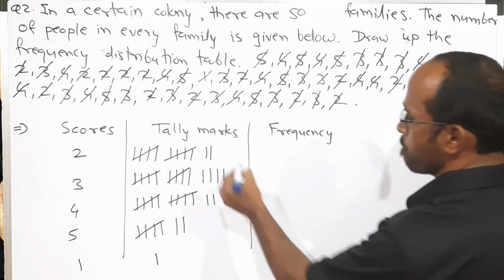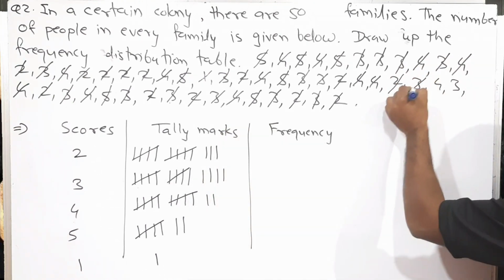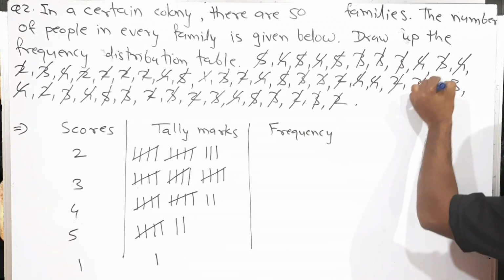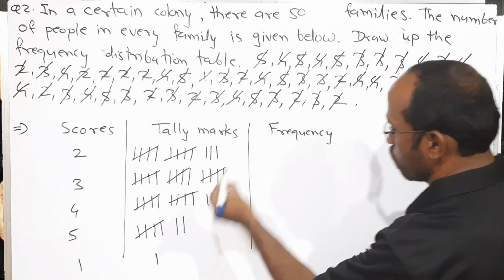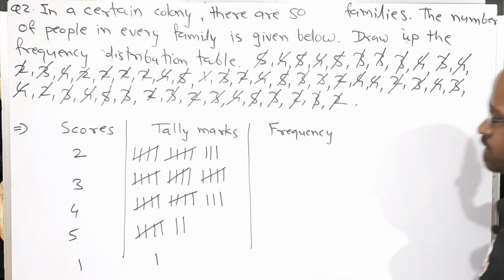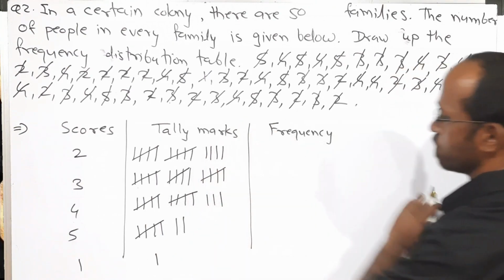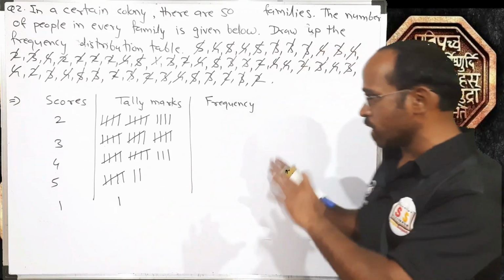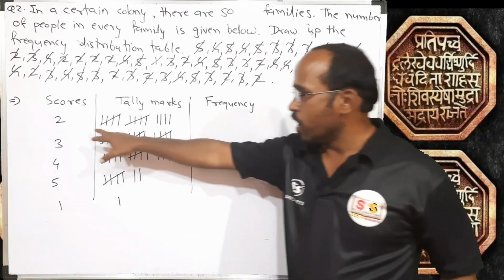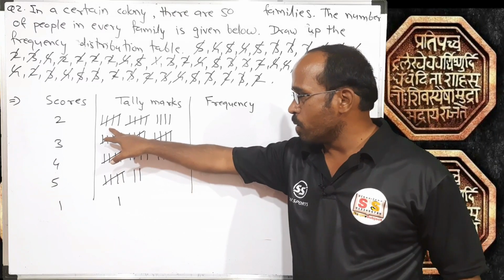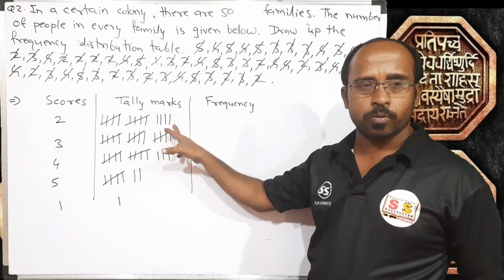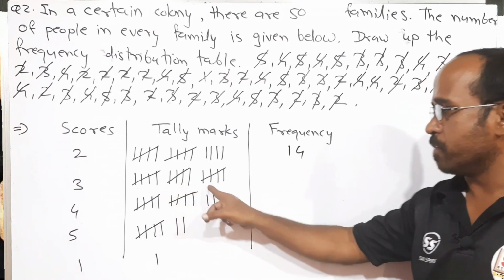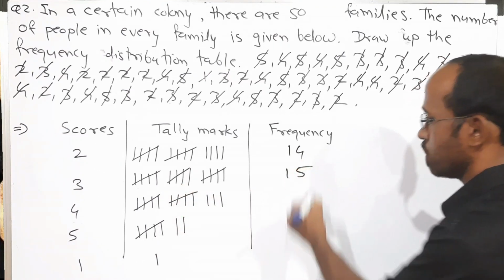2, 2, 3, 3, make a bunch of 5. 4, 4, 3, 3, finish. So these bunches are now used to write the total frequency. So total frequency, how many 2's are there? 5 plus 5 plus 4, 14. 3 is 5, 5, 5, 15.